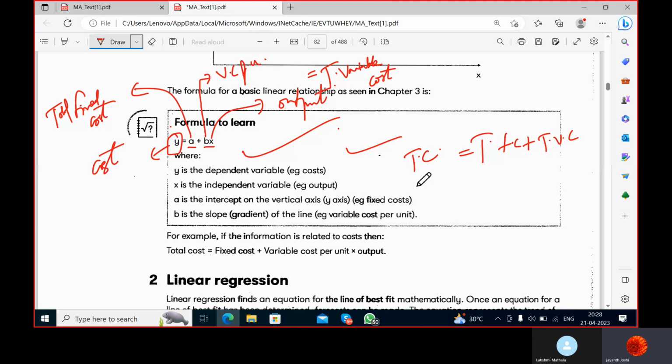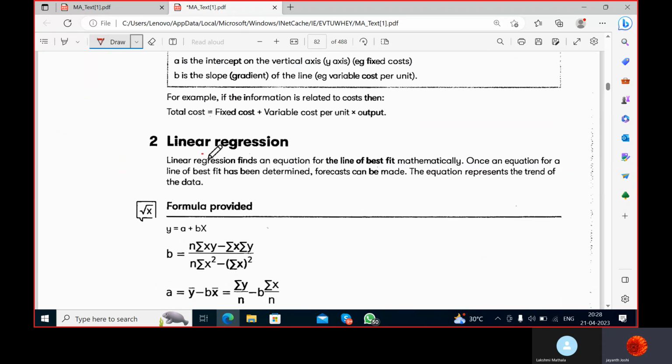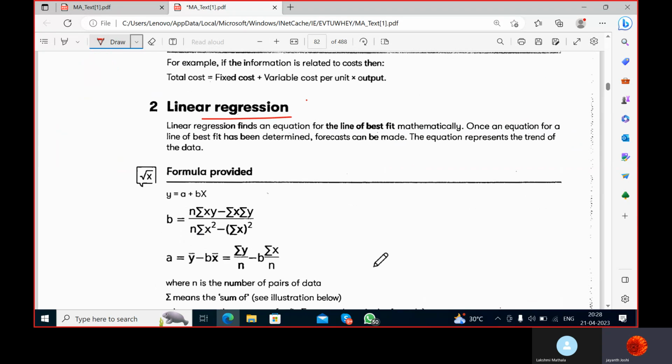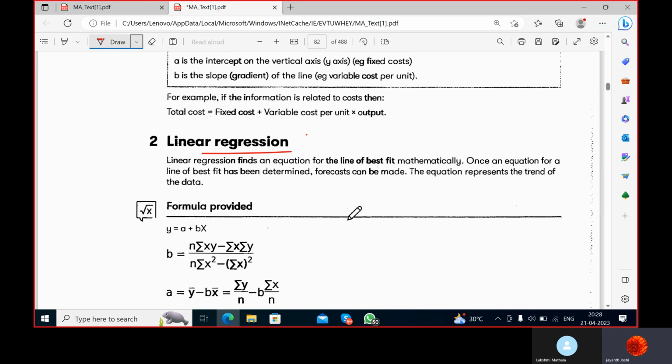Done, sir. Linear regression. So now we have seen the equation. Linear regression finds an equation for the line of best fit mathematically. The line of best fit is nothing but the line on which all, or maximum, of the points you plot on a graph would lie. Then this line can be termed the line of best fit.